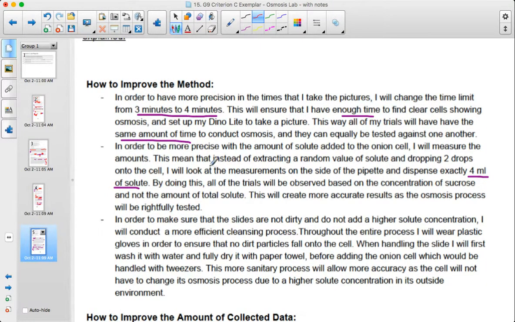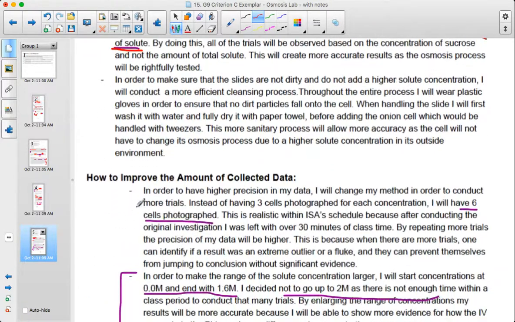So note that in the last section, the person talked about the variation in time and the amount of solution having an impact. And so now the person has directly improved that by saying they're going to give themselves more time, from 3 minutes to 4 minutes, which will ensure they have a bit more time to take the picture and do it consistently for every trial. They also specify an exact amount of solution that they're going to add, which fixes another one of the methodological weaknesses described in the previous section.